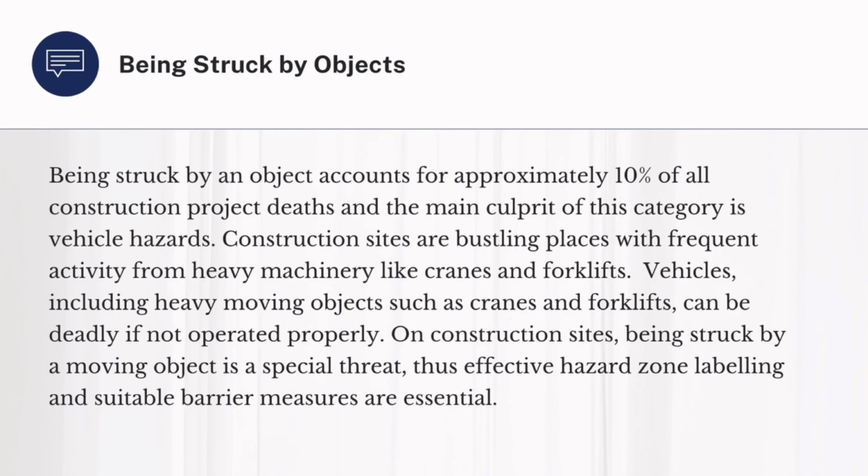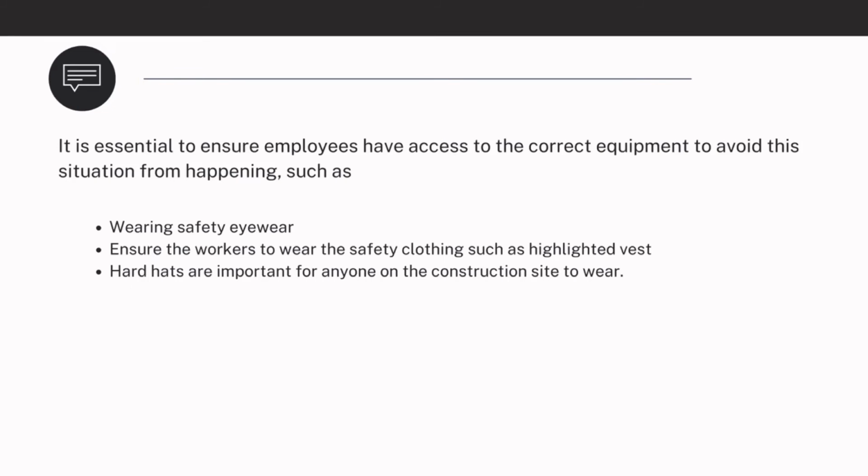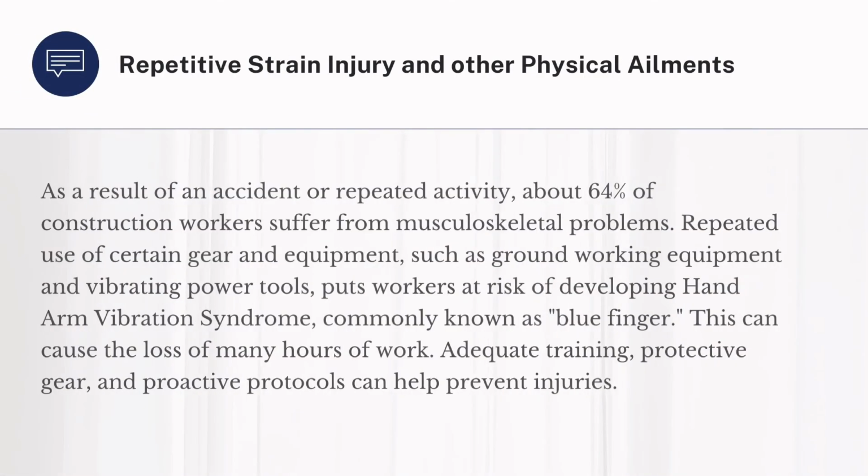On a construction site, being struck by a moving object is a special risk, thus effective hazard zone leveling and suitable barrier measures are essential. So it is essential to ensure employees wear correct PPE to avoid this situation, such as safety eyewear, and safety clothing such as a highlighted vest. A hard hat is very important for everyone to avoid this situation from happening.